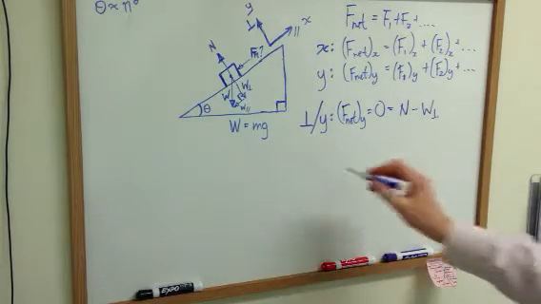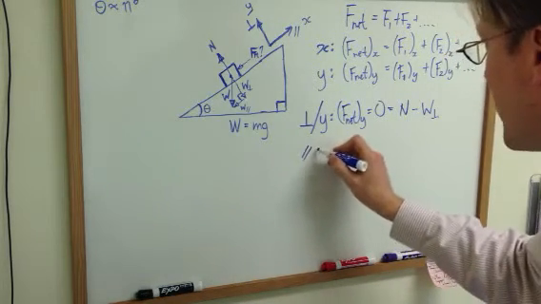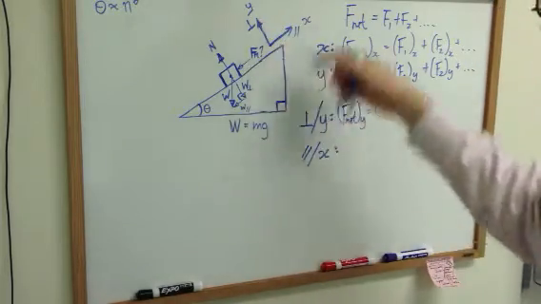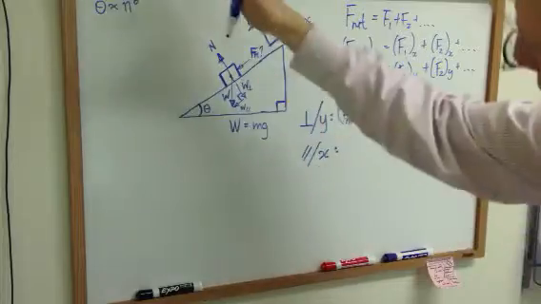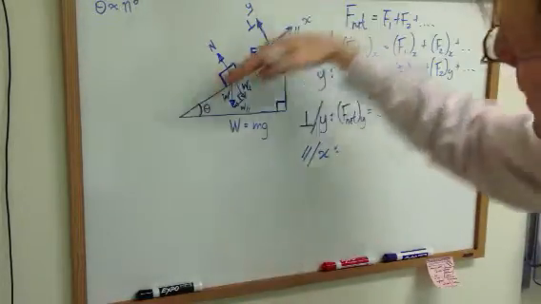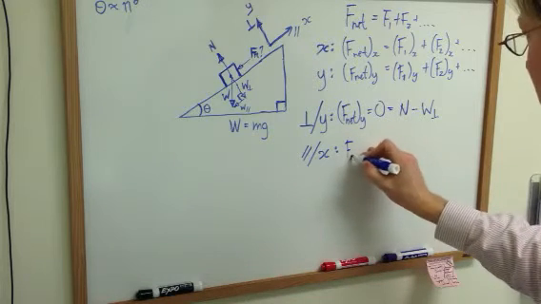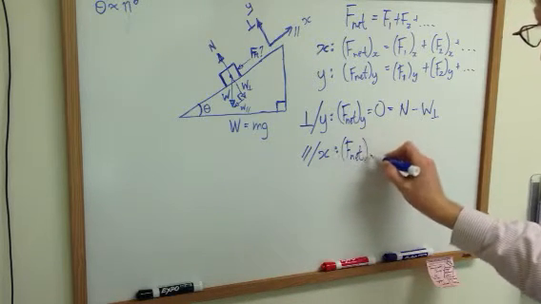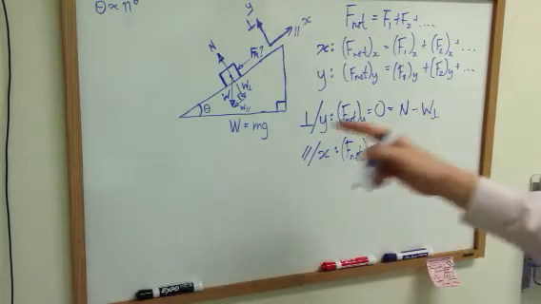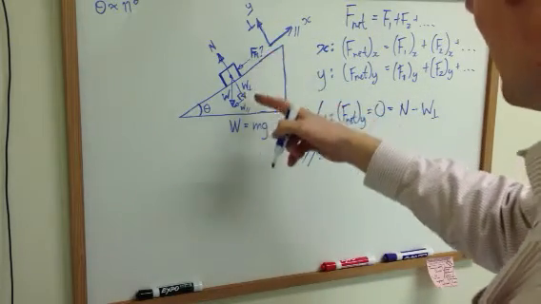And now let's think about the forces in the parallel direction, or the x direction. We've considered the forces perpendicular to the slope. Now let's consider the forces parallel to the slope. What is the net force parallel to the slope? Well, it's the addition of all of the forces, first of all.